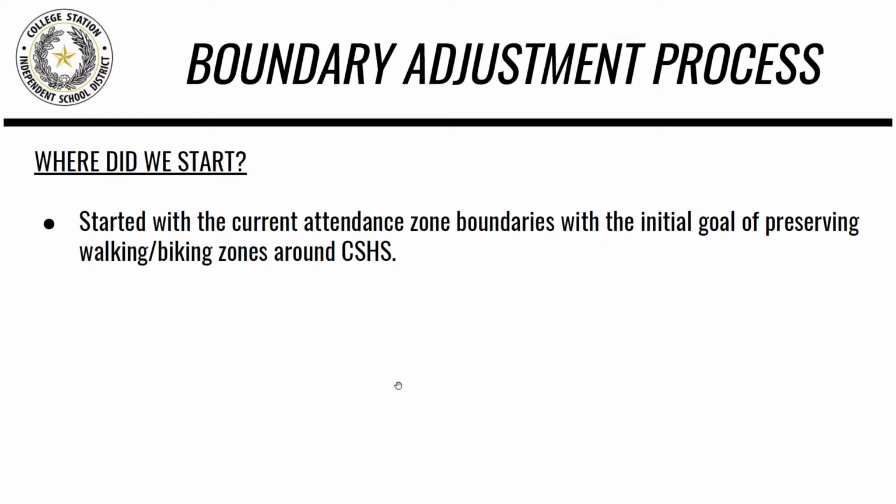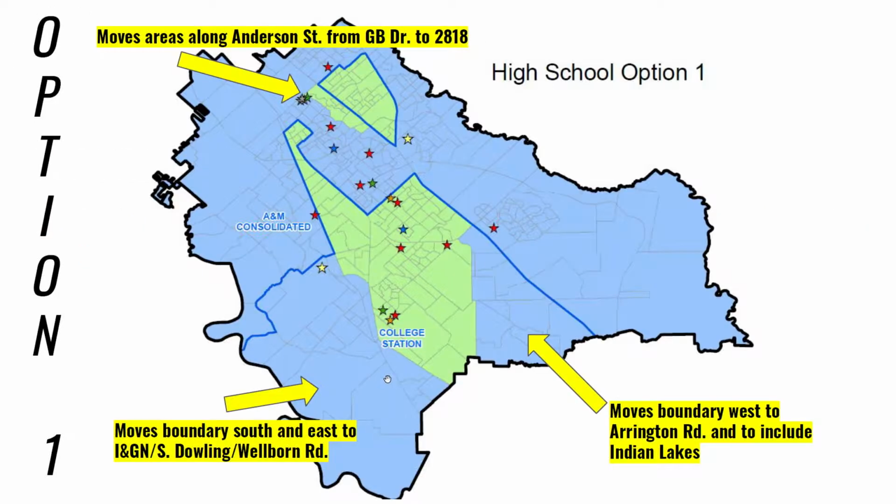Okay, how did Cabinet start? Well, we started with the current attendance boundaries. And our initial goal was preserving the walking and biking zones around College Station High School. Those areas there have a multitude of students that walk and ride bikes. It's a very densely populated area. So that was our first look at this right out of the gate with option 1. It's preserving the walking distance to CSHS.